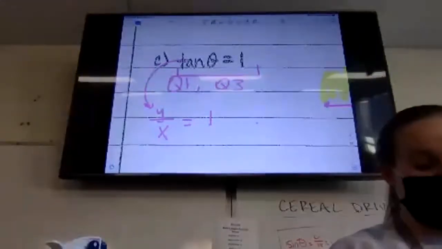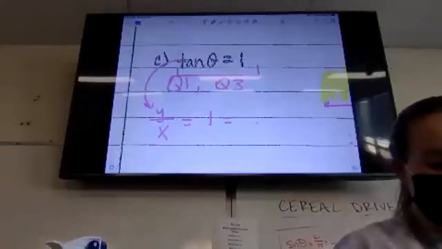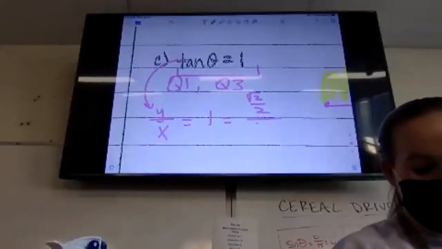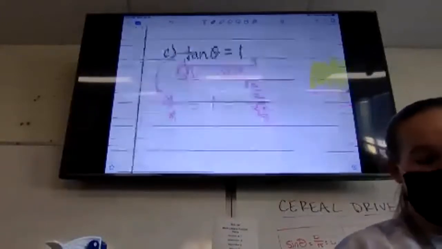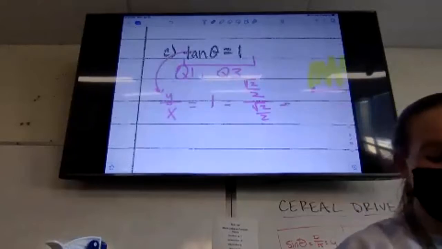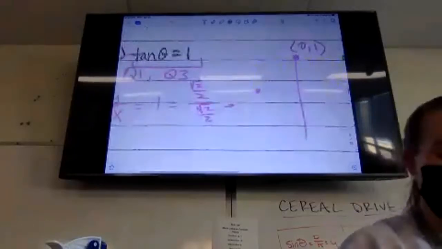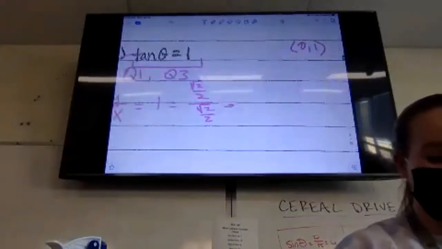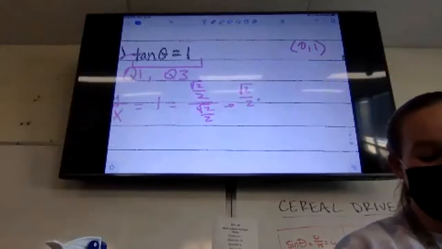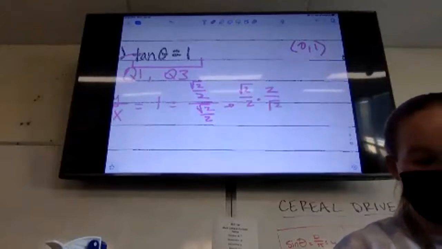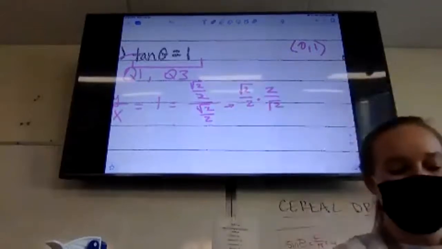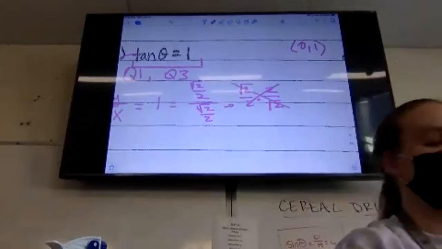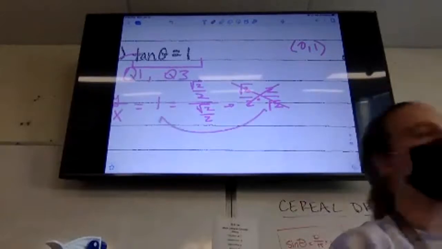45 and 225. So the only way to get 1 is if I do √2/2 divided by √2/2. I know that that seems messy, but when I go to multiply it out, when I go to get rid of that double fraction, √2/2 times 2/√2, when you multiply by the reciprocal, the 2's and the √2's cancel. So that's how I just get to 1.